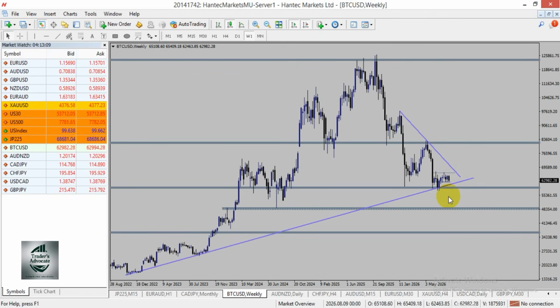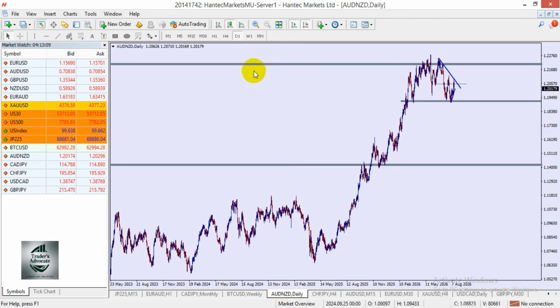Look at it again, if we break below here, it's a sell for me. The next target for BTC has to come around $48,000 per coin. So that is it for BTC. Let's look at the Aussie New Zealand dollar.